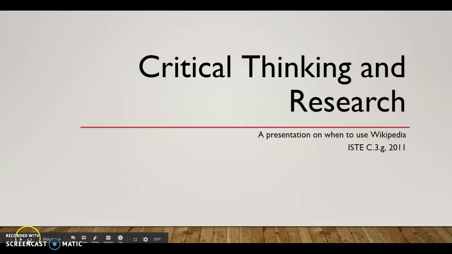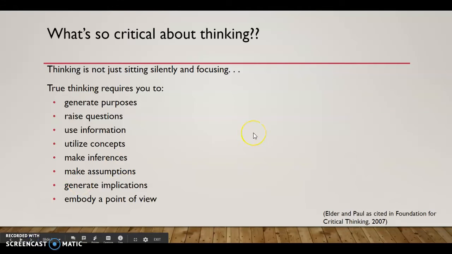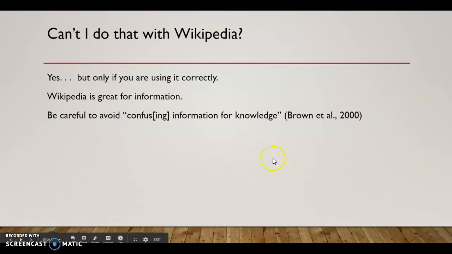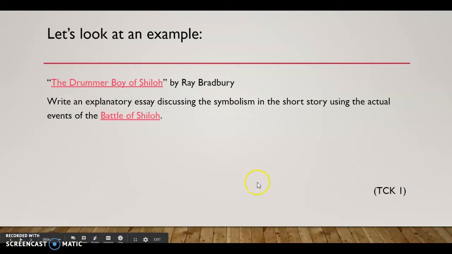So if I were to go ahead and get started, I would talk about what is critical thinking, what does that require students to do in order to think critically. I would then go into whether or not they could actually do that with Wikipedia. Yes, they can think critically, but they have to use it correctly and avoid confusing information for knowledge. There is a difference between information and knowledge.